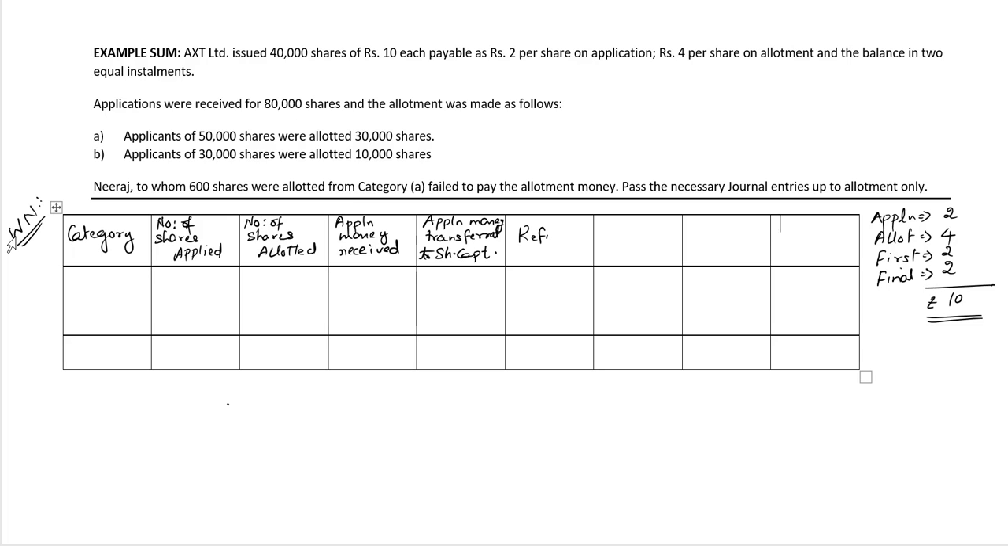refund, allotment money due, excess application money transferred to allotment, and bank account to allotment.